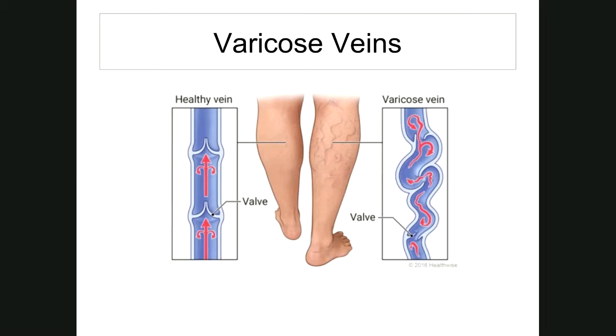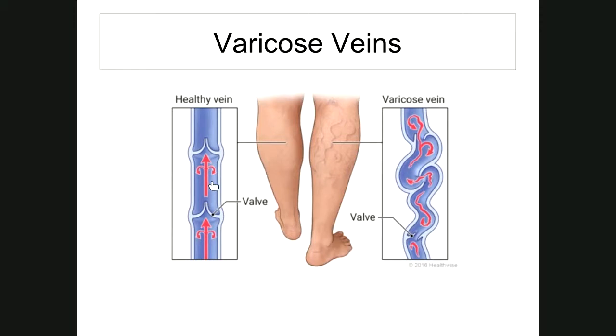Varicose, V-A-R-I-C-O-S-E, veins which have lost their elasticity due to weak valves. So you see on the left-hand side, the valves are good, and they close to prevent blood from going backwards. So they'll open, let blood go forward, and then they close so it can't go backwards.